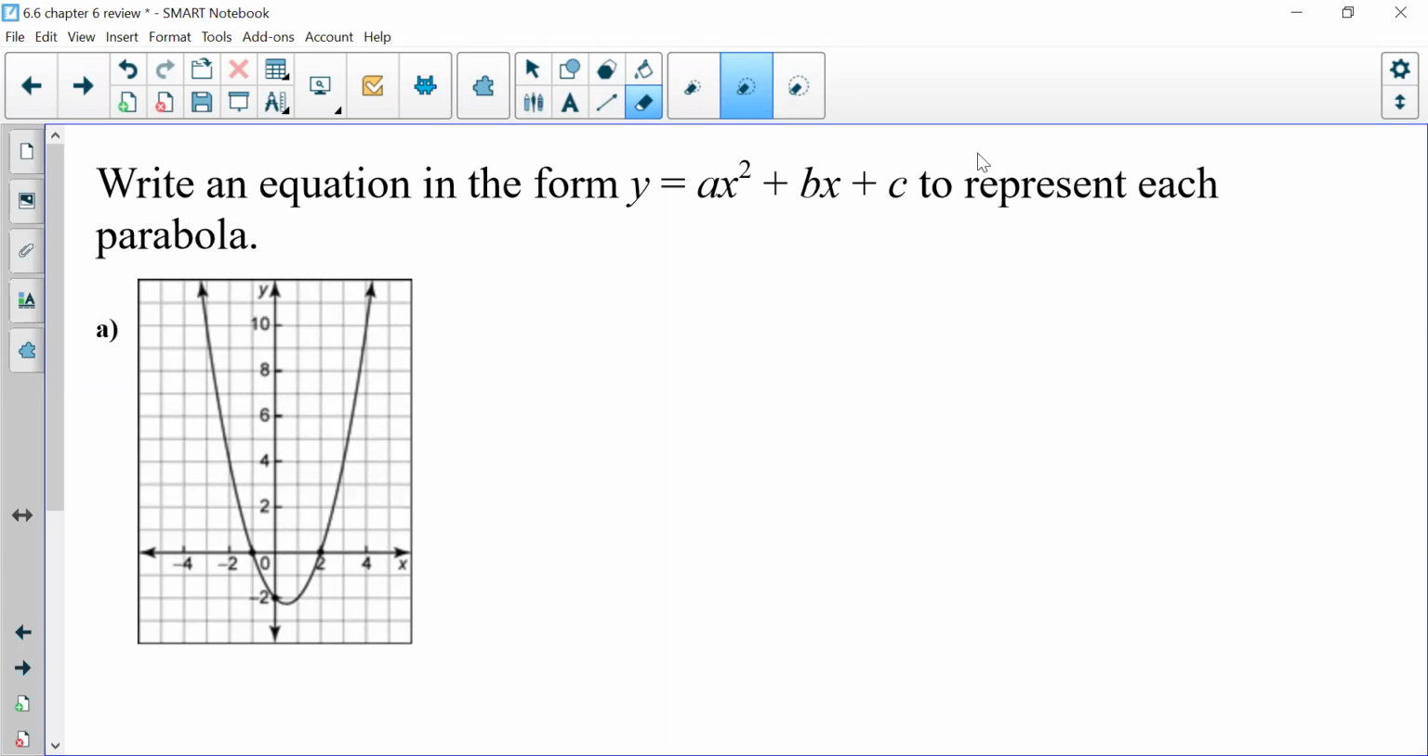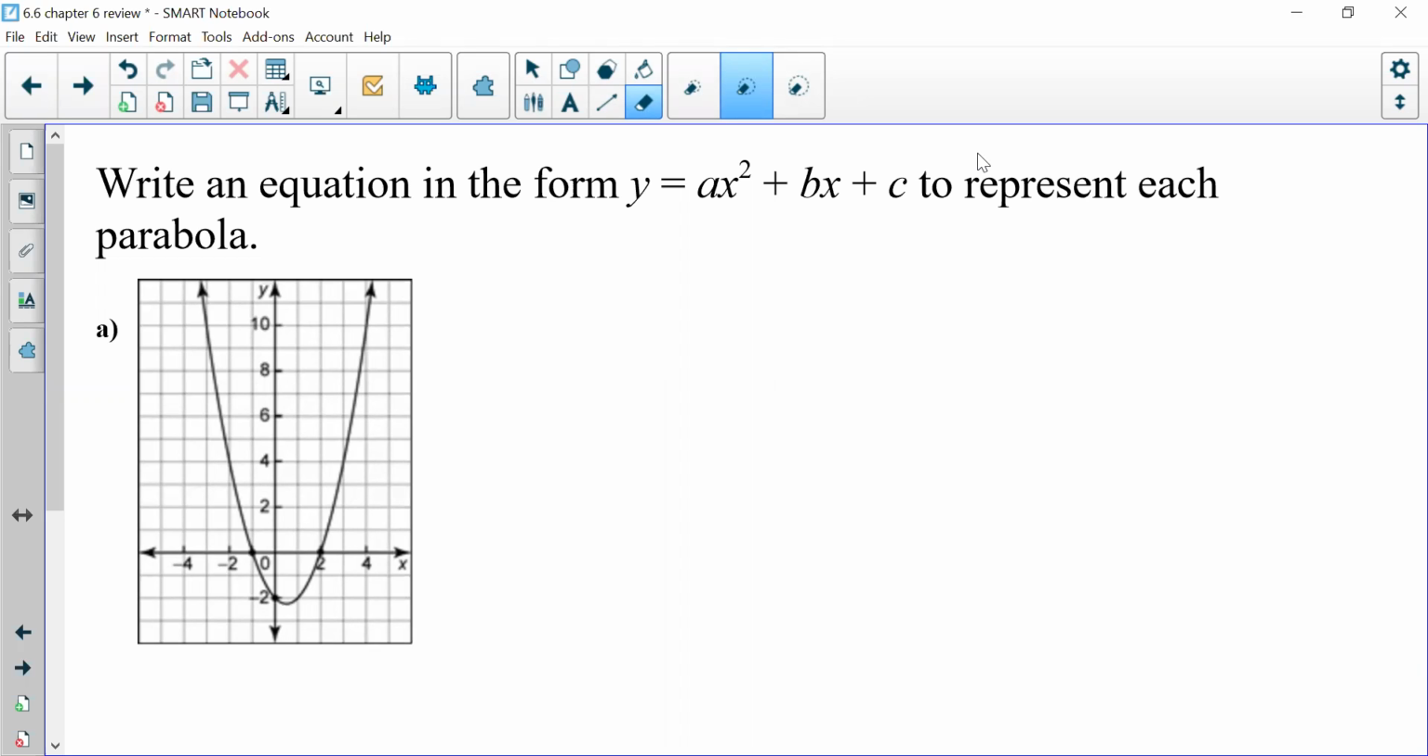One last lesson with quadratics. What happens if we're looking for the equation and we have the graph? This question is asking us to write the equation in standard form. And we know that the A tells us whether it's opening up or down and has been stretched or compressed. And we know the C is the y-intercept.